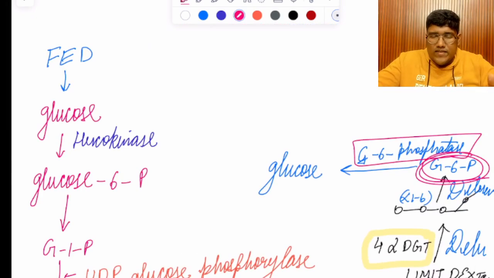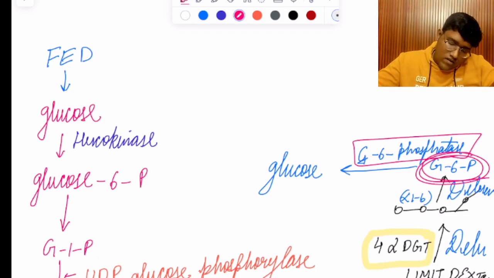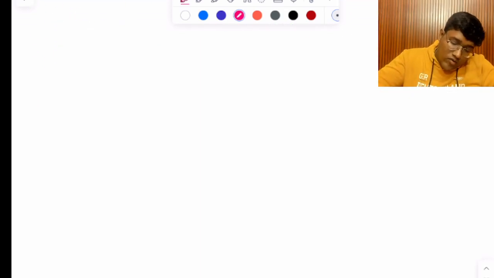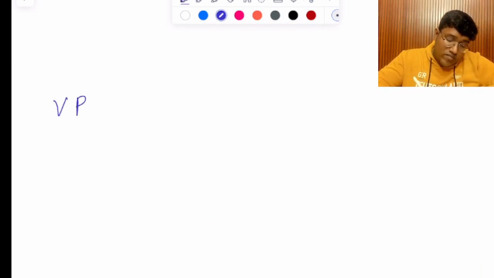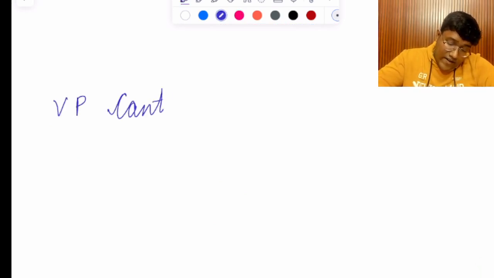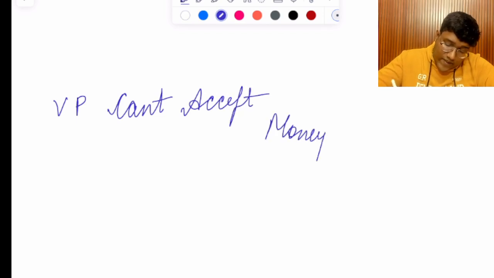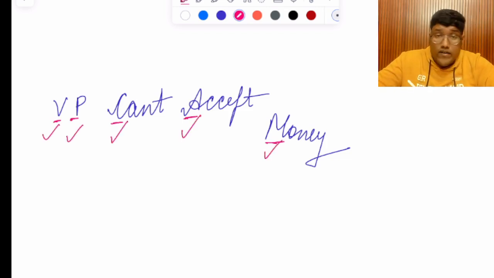So when it comes to diseases, people use a very common mnemonic, and this mnemonic is vice presidents can't accept money. So that's the mnemonic. I don't know who found it, but vice presidents can't accept money. VPCAM: von Gierke, Pompe, Cori, Anderson, McArdle. These five guys. We'll speak one by one.